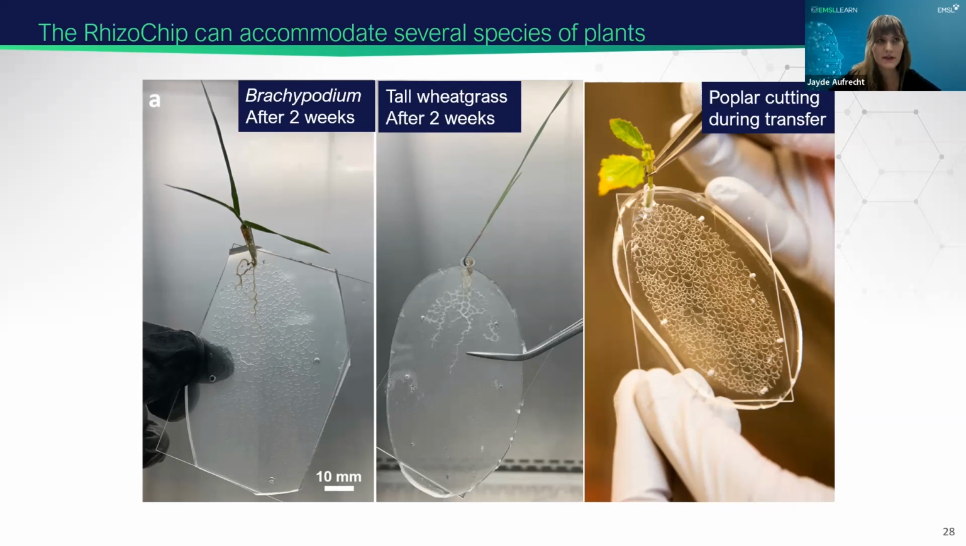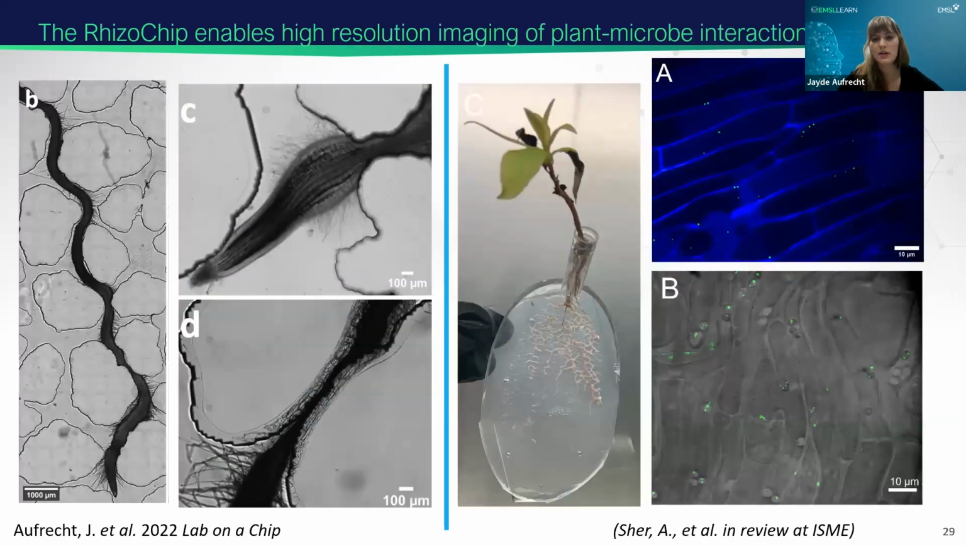But it turns out that the first month of the plant's development is actually a critical time for looking at the establishment of the root microbiome. And so that's where the rhizochip can really help with your research. So here are some examples of optical images we can get with the rhizochip. On the left, we can actually get down to organelle scale resolution. And on the right is an example of how we've used this to probe plant microbe interactions.